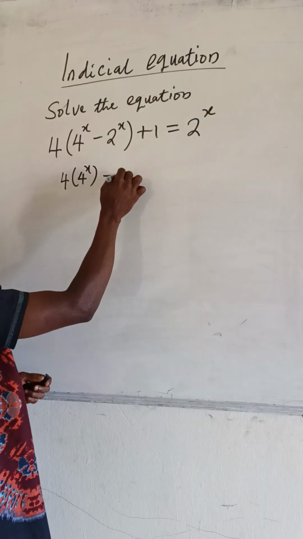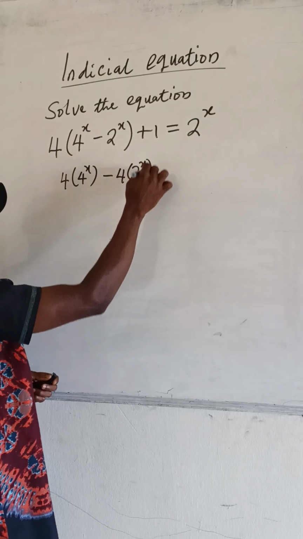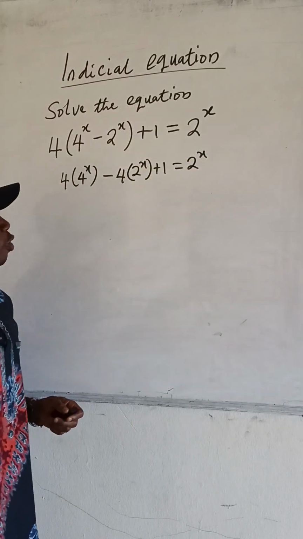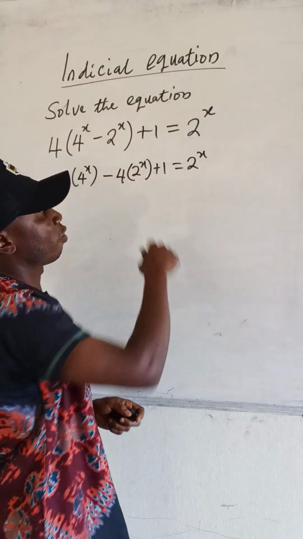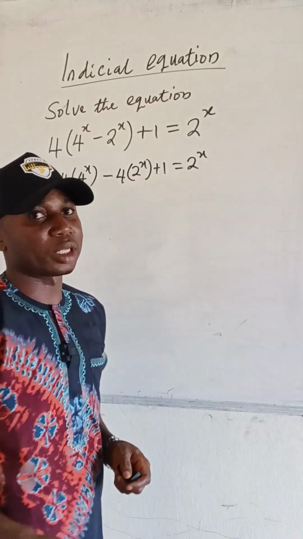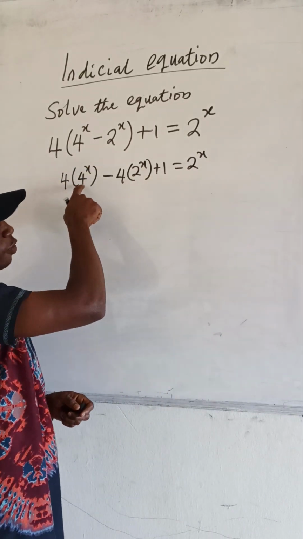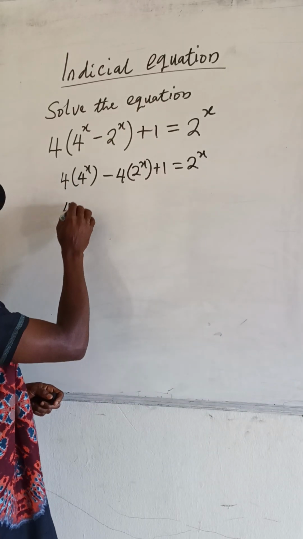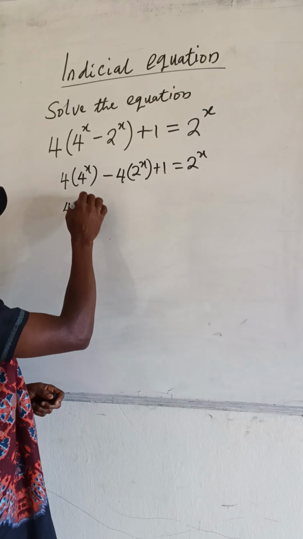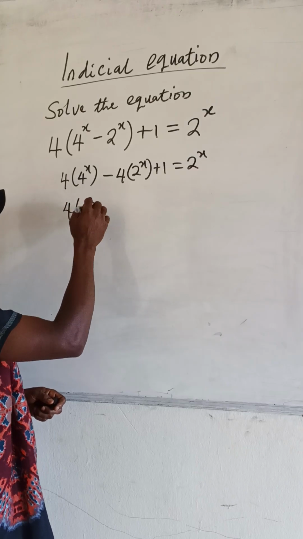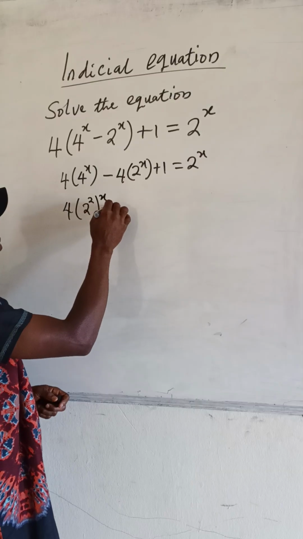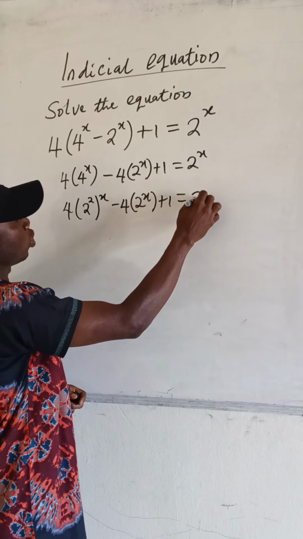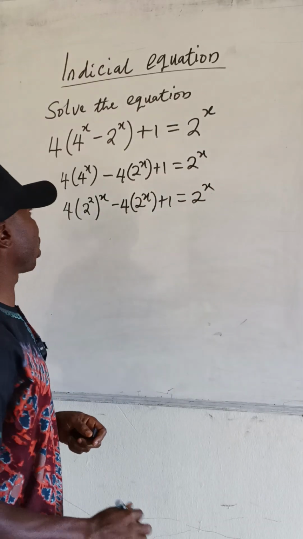4 times this will be 4 into 2 raised to the power of x plus 1 is equal to 2 raised to the power of x. So from here, since we have 2 raised to the power of x here and then 2 raised to the power of x here, we'll try to also express this 4 here as factors of 2. That means we have 4 into 2 raised to the power of 2. You know 2 raised to the power of 2 is 4, right? Then raised to the power of x minus 4 into 2 raised to the power of x plus 1 is equal to 2 raised to the power of x. This is what we have.